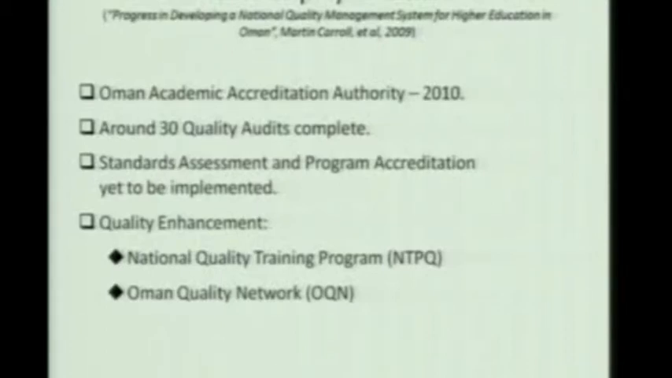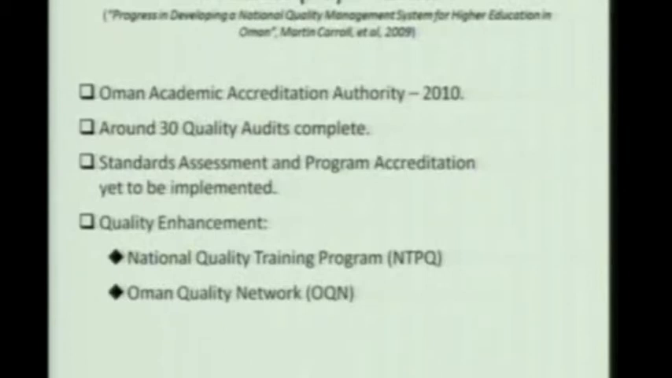Quality audit in Oman is a formative assessment, and the recommendations of the reviews, in contrast to the UAE, are advisory and not mandatory. At present, no summative assessment has been undertaken in Oman, no programme reviews and no standards assessment. Oman is taking things very much more slowly than in the UAE.